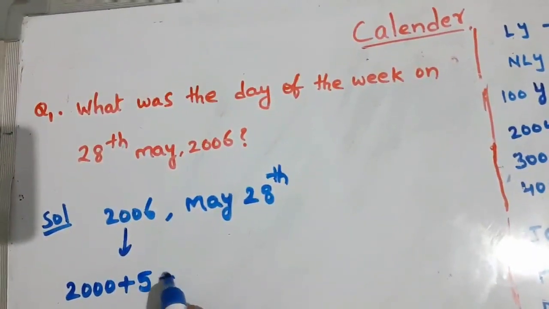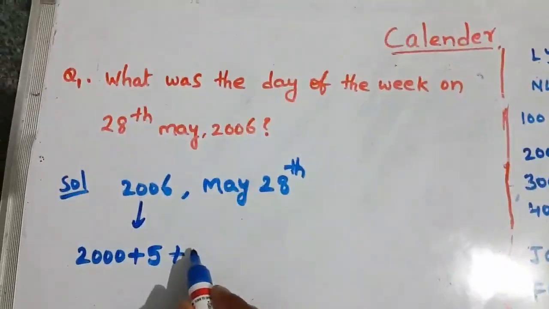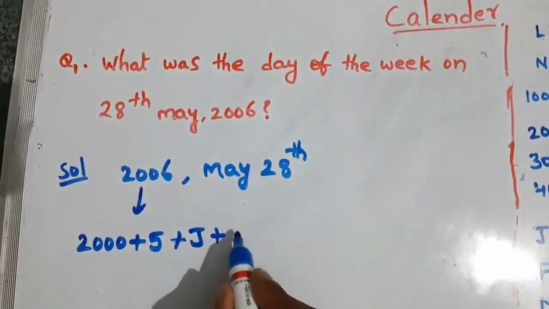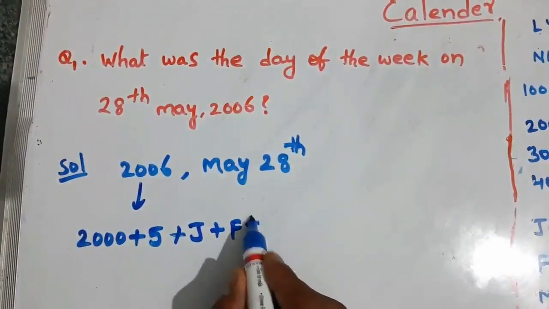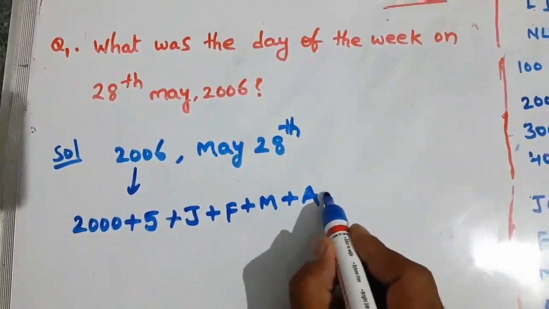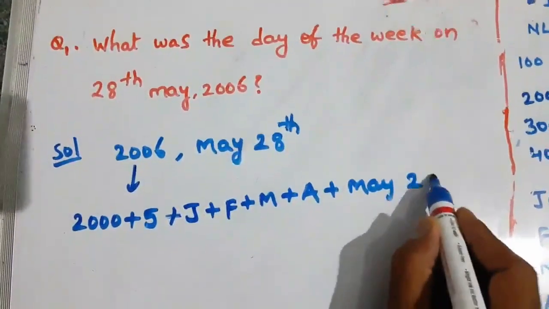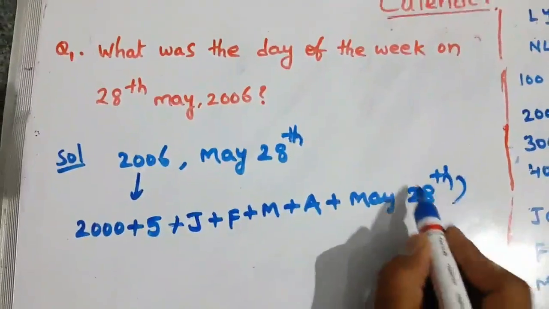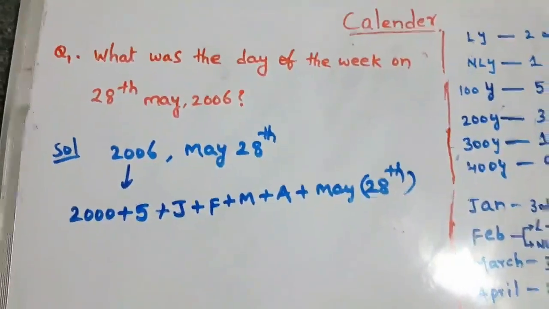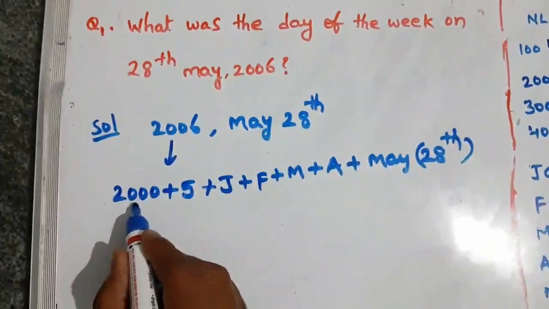2005 years completed. The 2006th year is running. In the 2006th year, January, February, March and April are completed, and May is not completed. May till 28th. Okay, now I can write.